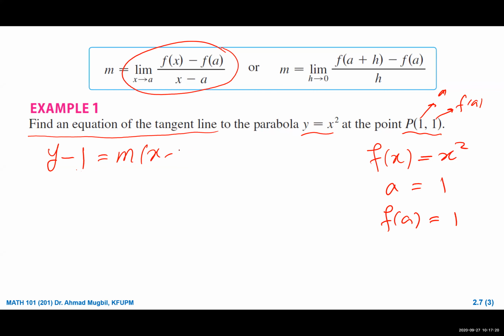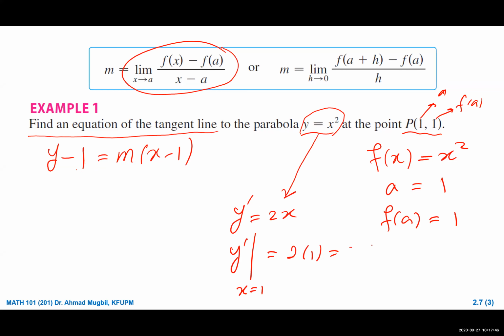What we need to find here is just the slope. What is the slope of the curve at this point? When we study the derivatives later, the derivative of this one, let's call it y prime, will be 2x. At x equals 1, y prime at x equals 1 will be 2 times 1, which is 2. So you come here and put 2. It will be a very, very easy question, okay?